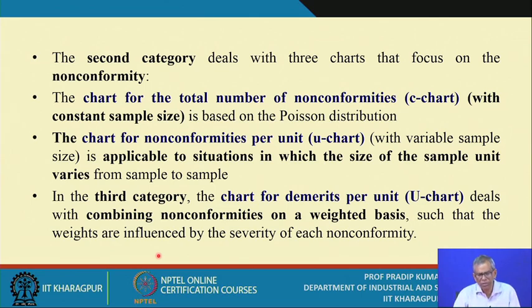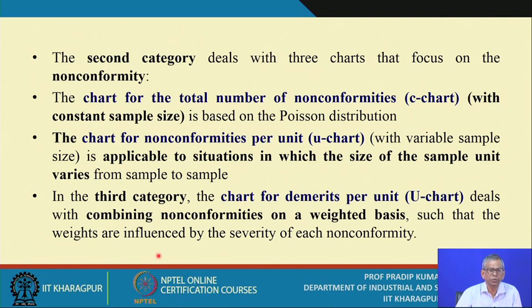And in the third category, the chart for demerits per unit, we have the fifth one, that is referred to as the capital U chart, which deals with combining non-conformities on a weighted basis. That means there could be different types of defects or non-conformities on the same item, on the same product. Depending on its impact, the defects could be very serious defects or non-serious defects, major defects, minor defects.